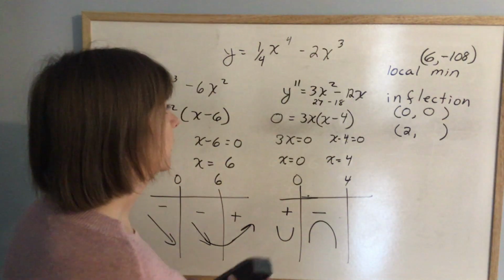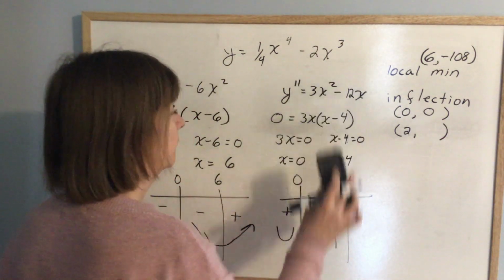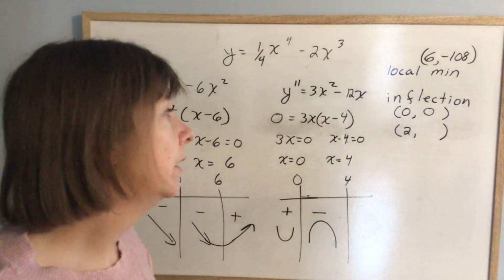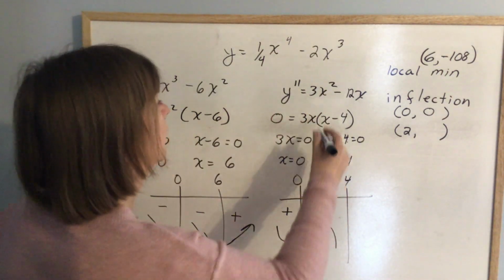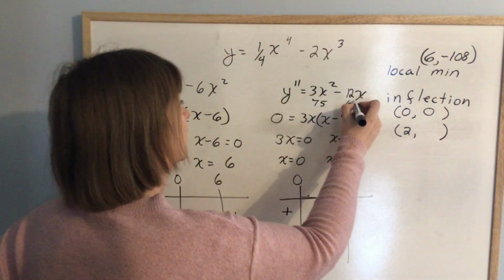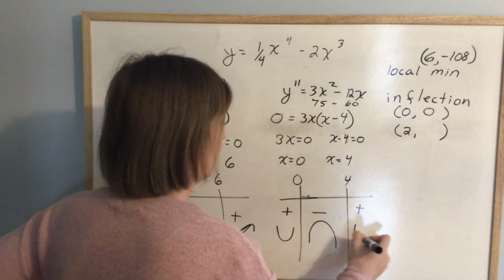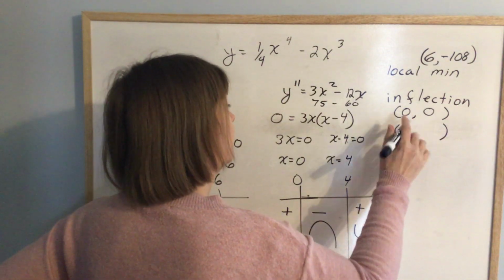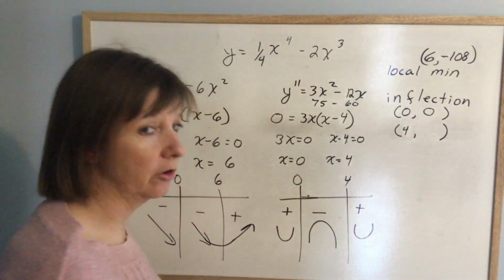So I'm going to pick 5, because I can. 5 squared is 25 times 3 is 75, and 12 times 5 is 60. So 75 minus 60 is positive, so it goes up. So the point of inflection, my mistake, is actually at 4.